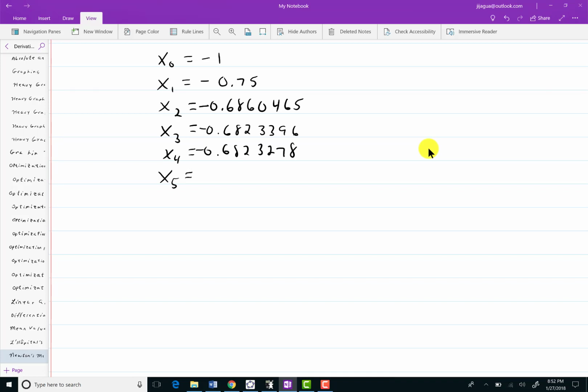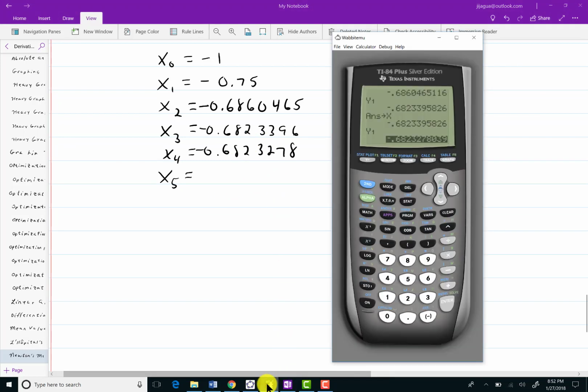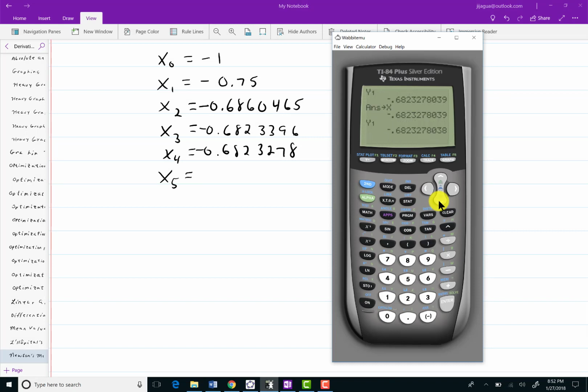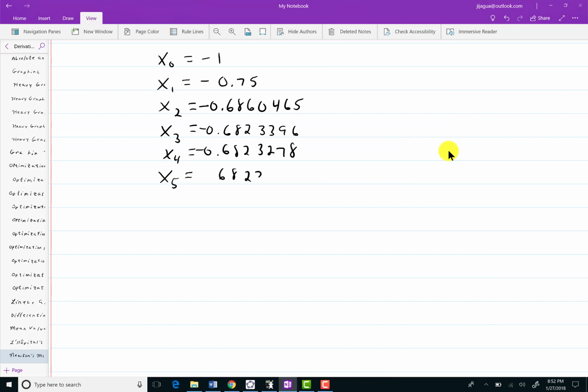X5. Right here, it's getting close. I think X5 was the one that did it. Let's see if I'm right about that. Yep, X5 was the one that did it. 0.682328. That's to 6 decimal places. So this is our solution to 6 decimal places.